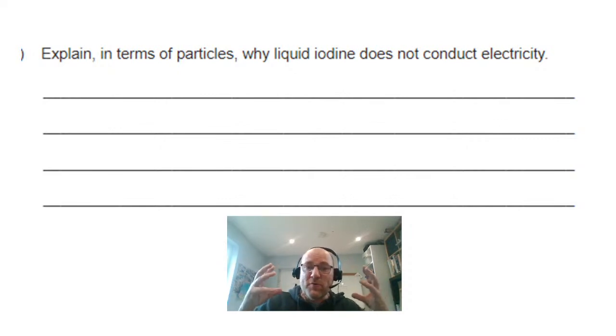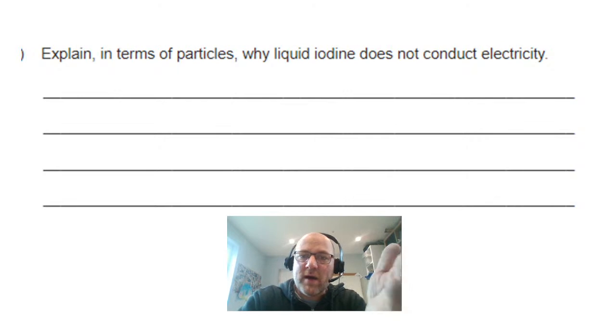Now, if they ask why something conducts electricity, that's the 50-50 part: you say it's got free ions or free electrons. The second mark is the same for all of them: so charge can be carried through the structure, and that's the second mark.